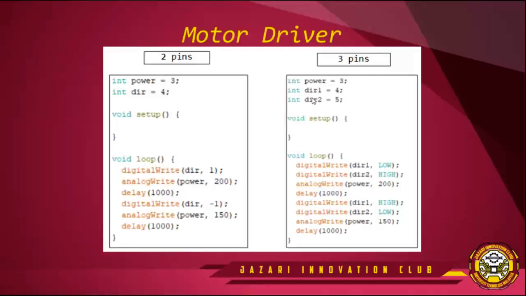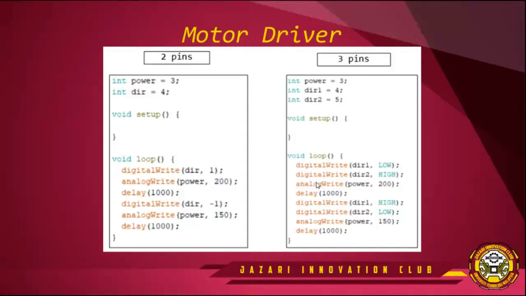So the difference is, for direction pin, you have two pins. You need to use two pins to write the direction to the motor. Okay, as usual, don't forget to put the pin mode inside the setup. So for motor pin mode output, and then, so this is another example for a single motor.